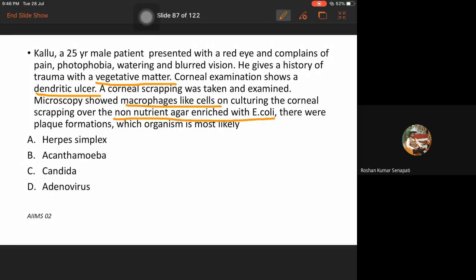Last time we discussed the culture media for different organisms. For bacteria, we use blood agar, nutrient agar, or thioglycolate agar. For fungus, we use Sabouraud dextrose agar. Then for acanthamoeba, what is the media used for growing it? You have to remember non-nutrient agar induced with E. coli. I will show you.